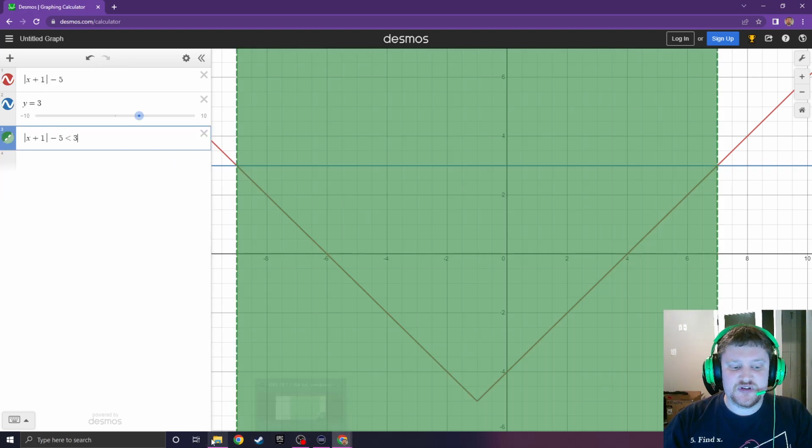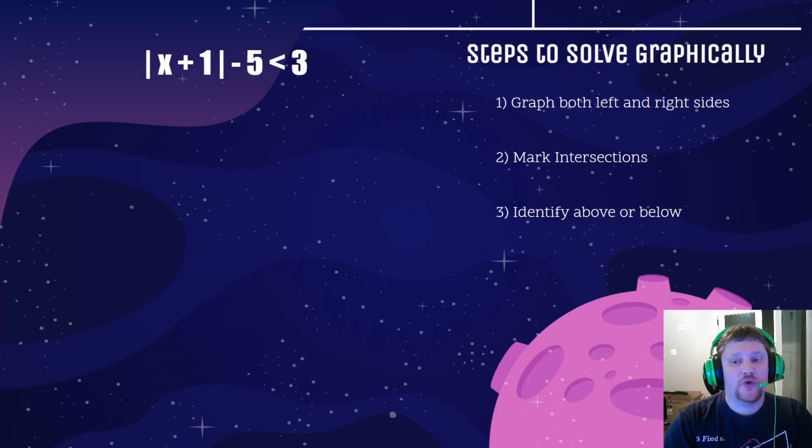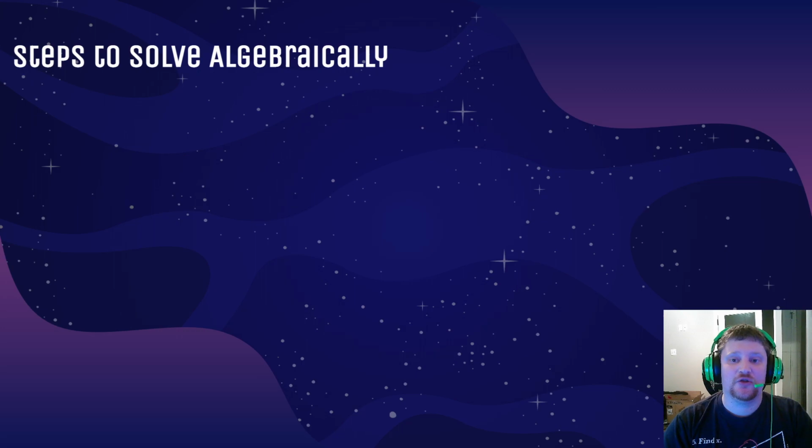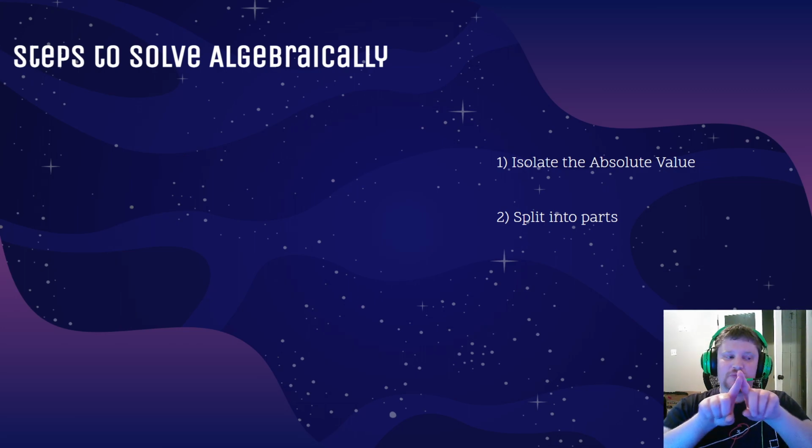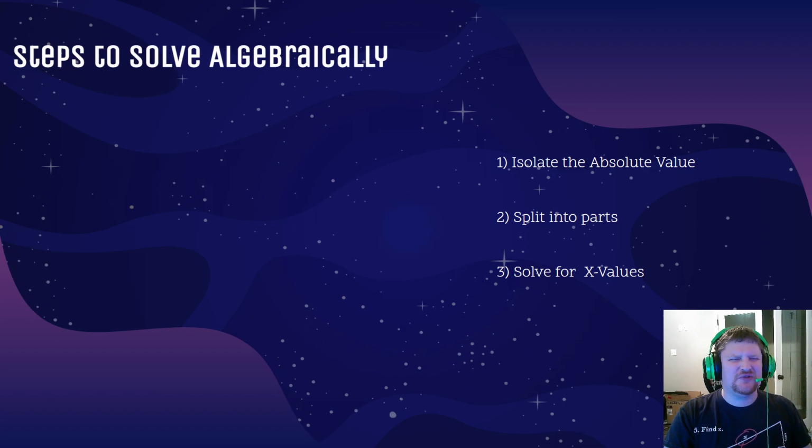Now, obviously, as always, we have another method of solving. We could try to solve these algebraically. If we want to do so, we're going to have to, just like before, isolate the absolute value, get it all by itself. That's going to be PEMDAS backwards. Split our equation into two parts. Well, I say two parts, but you'll see sometimes there's actually going to be more than two. And finally, we just solve for our x values.